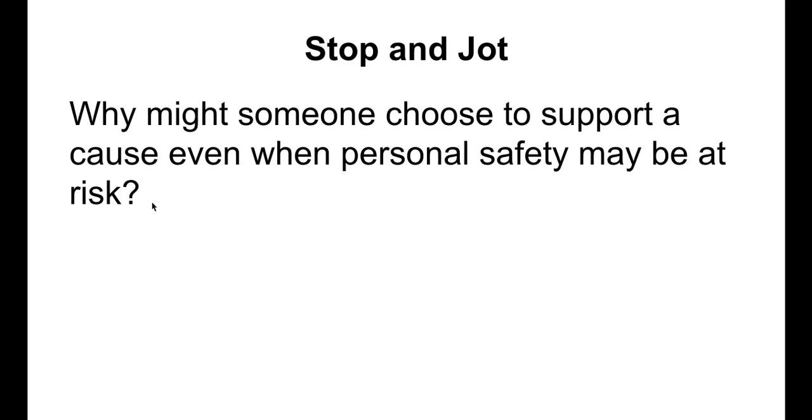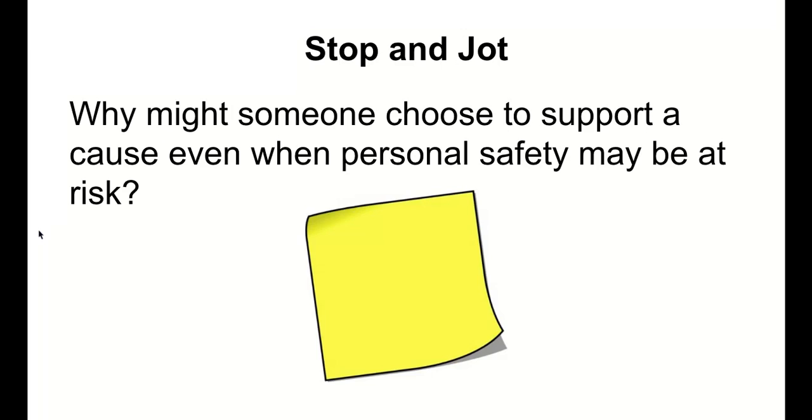Now let's get started with our lesson. Here's a quick stop and jot just to activate some prior knowledge. Why might someone choose to support a cause even when personal safety may be at risk? Go ahead and take about 10 to 30 seconds to write your answer either on a post-it note or on a sheet of paper.